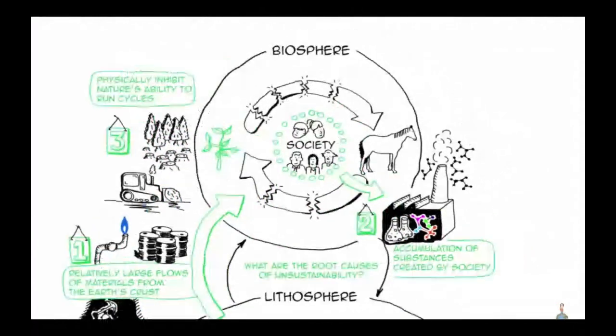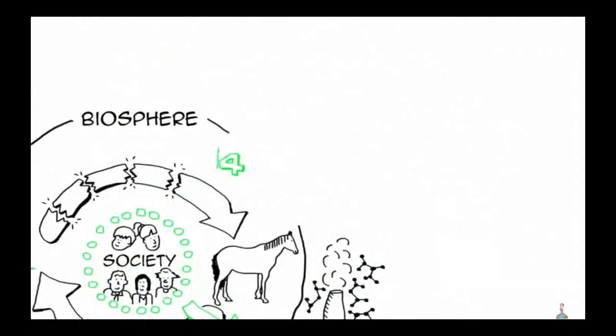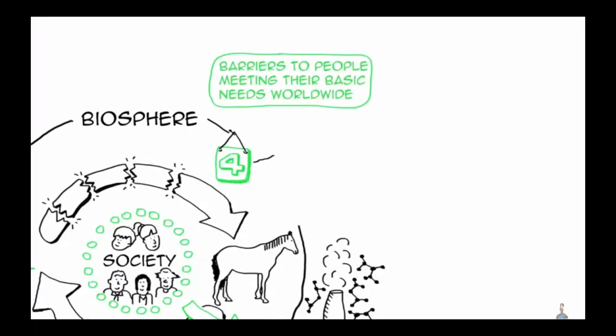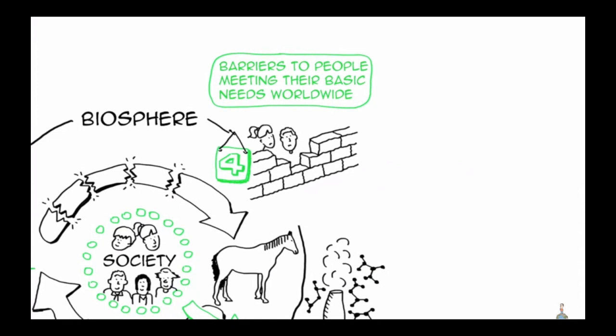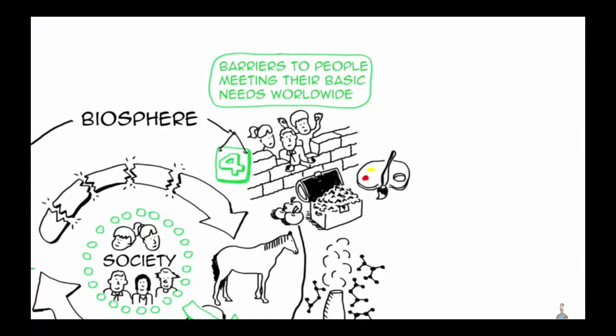The fourth one is social and can actually be the most important of all. We create in our society barriers to people meeting their basic human needs worldwide. Human needs are very interesting, and you can watch our video about them if you're interested. There are things like creativity, identity, participation, and so on and so forth. So how do we do that?